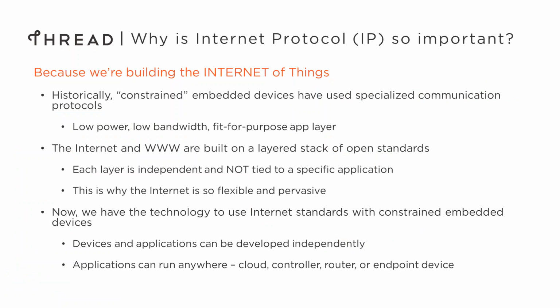And because of this flexibility and this ability to mix and match protocols at each layer for the suitability of the application at hand, this is one of the reasons why the internet has become so pervasive and flexible. And we hope that same level of flexibility imbues a level of similar success with Thread. And so now we have the technology that uses internet standards combined and coupled with constrained embedded devices to deliver applications for the Internet of Things that can run anywhere, whether the cloud, the controller, the router, or endpoint devices.